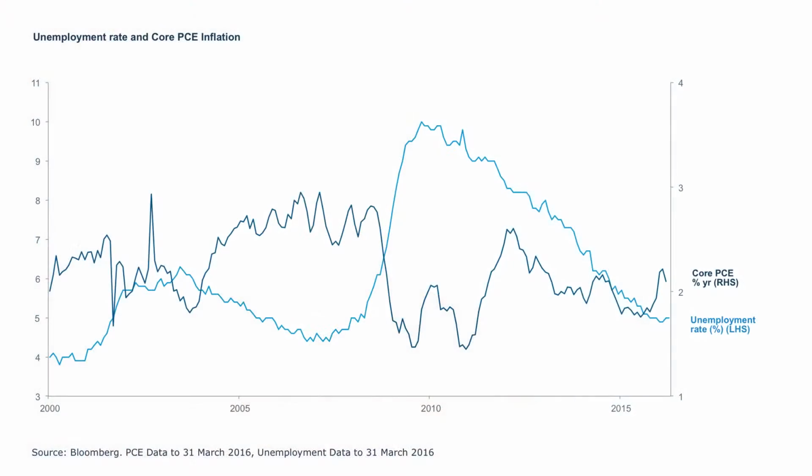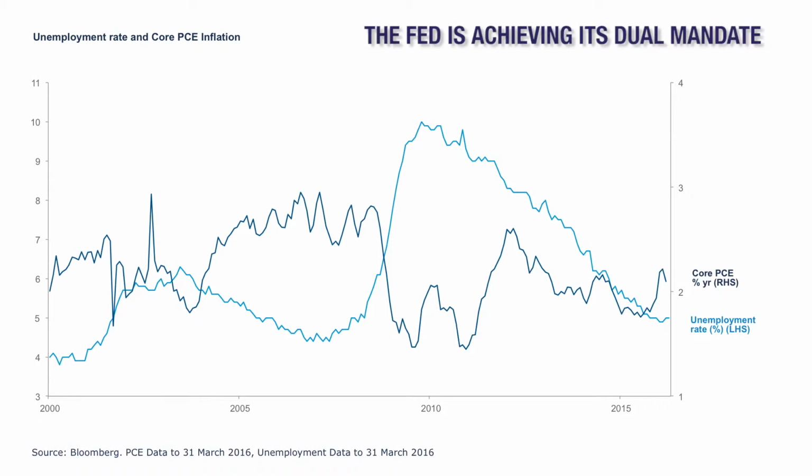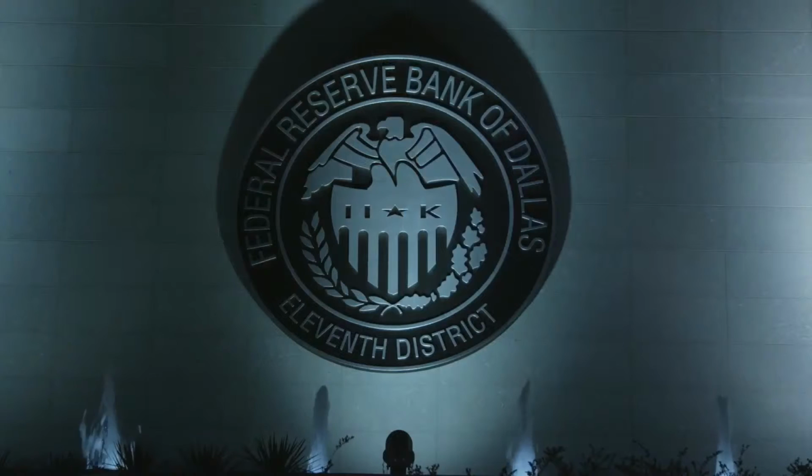In the US, the Federal Reserve is achieving its dual mandate of full employment and price stability. The unemployment rate has now fallen to 5%, well down from the GFC high of 10% and consistent with the Fed's full employment target. The Fed's preferred measure of inflation, the Core Personal Consumption Expenditure or PCE, is at 1.6%. This is likely to begin putting pressure on the Fed to gradually increase interest rates. The US Fed began the long-awaited policy normalisation in December 2015 by increasing interest rates for the first time since 2006.